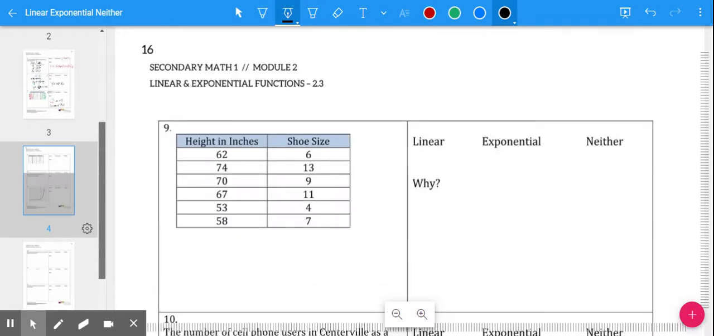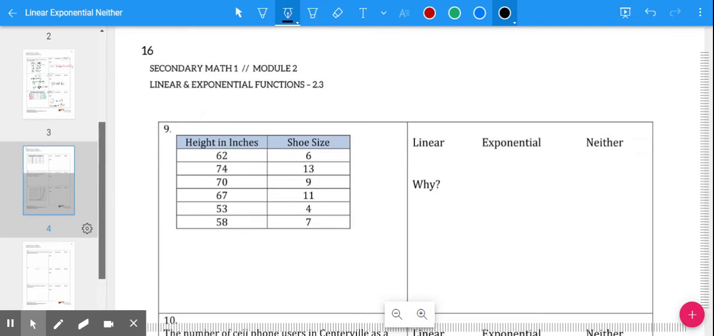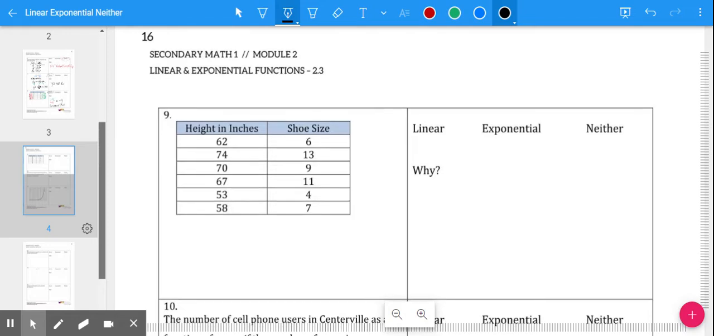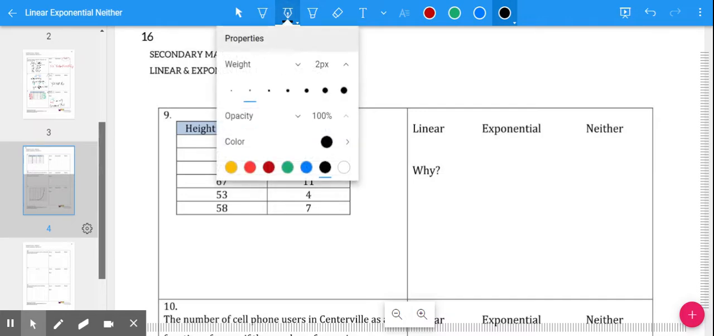So on the next page, we have this one. We have 62 inches has a shoe size of 6, 74 inches, shoe size 13, 70 inches, shoe size 9. And then I jump down and I look at this.